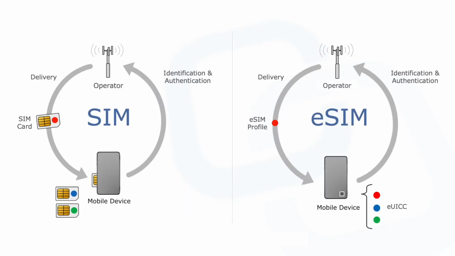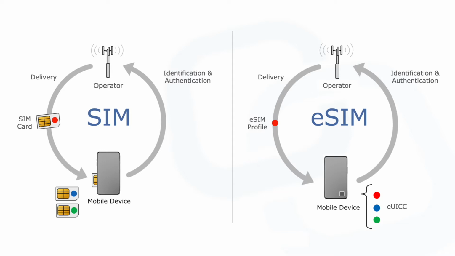Moving on to eSIM then, the only technical difference is that the SIM card itself is no longer present, but the data that was on the card, again signified as a colored dot, is downloaded over the internet onto the customer's device directly. We call this data an eSIM profile.